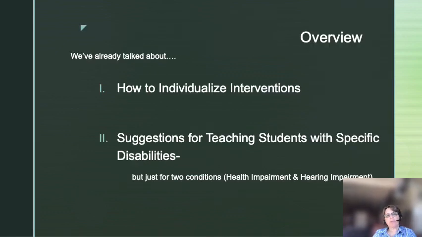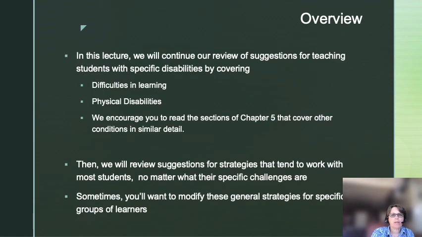So we've already talked about the basic process for individualizing interventions, and we went into detail on a couple of conditions with regard to overall considerations and then specific suggestions about how you might support students. And today I'd like to present some of the highlights around two other conditions, and then we're going to work toward some more universal strategies that you can use as you are getting to know your students. So today we're going to talk about difficulties in learning, some things to consider when you're working with students with that profile, as well as physical disabilities.